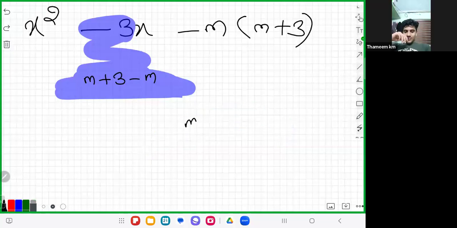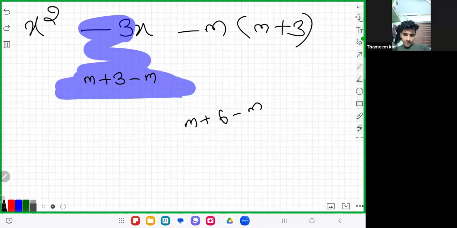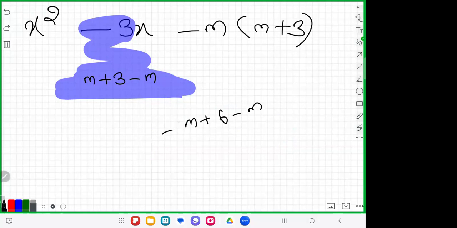What is this answer? m plus 6 minus m. What is the answer? Minus 6. Okay, m and m cancel. There is a negative outside, so negative 6. Same method, so the same way we converted like this. This minus m as minus into m plus 3 minus m. Then the middle term is split.